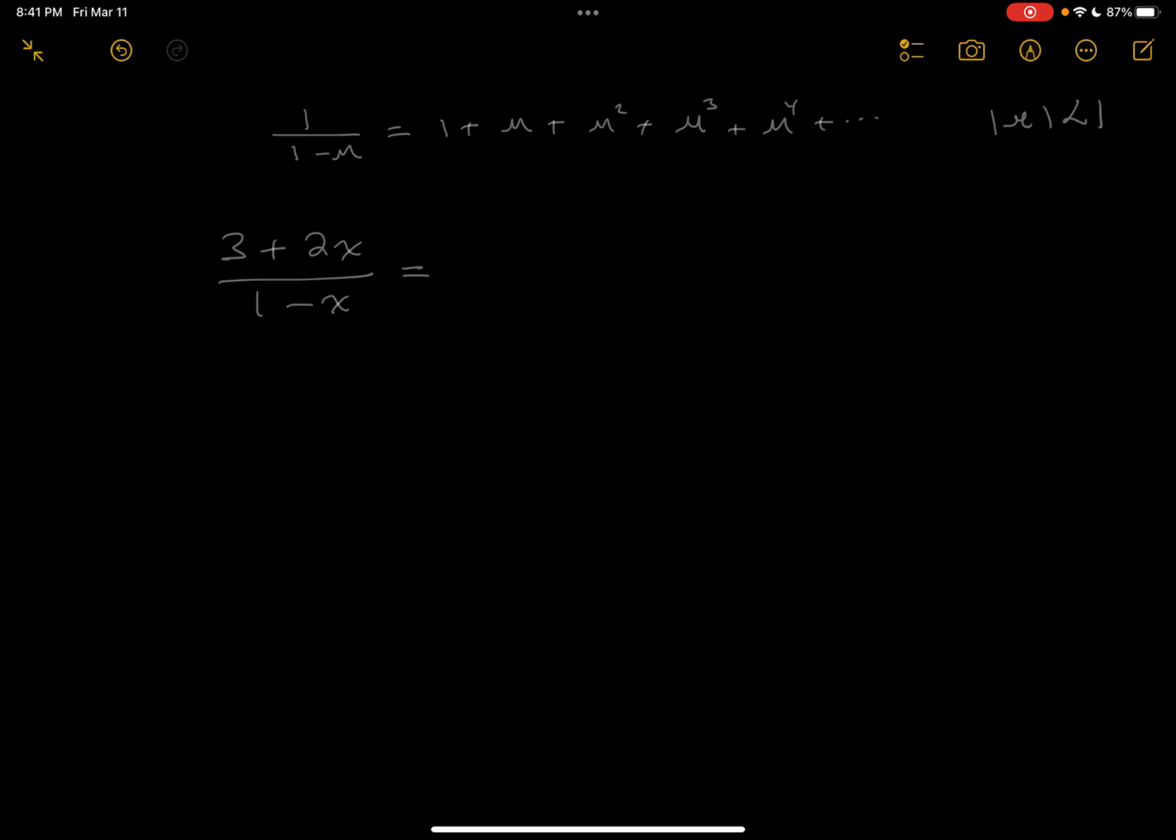All right? So I'm looking at this thing and wondering how it could be related to that. And immediately what I notice is the denominators are the same. So what I'm going to do is split it into 2 problems. I'm going to split it to 3 over 1 minus x, and then I'm going to say plus 2x over 1 minus x. For example, I'll write this down as 3 times 1 over 1 minus x. And this one I'll write down as 2x times 1 over 1 minus x.